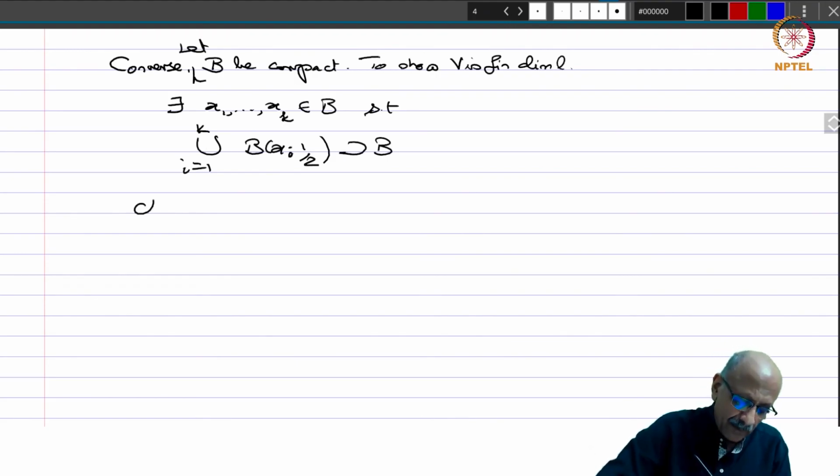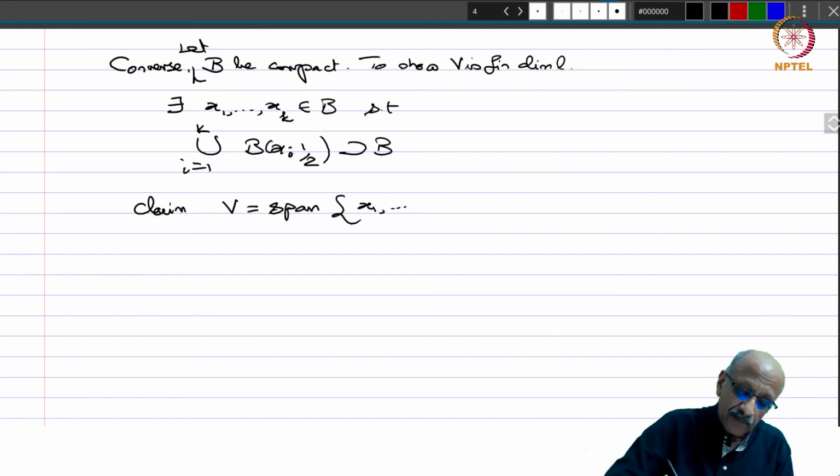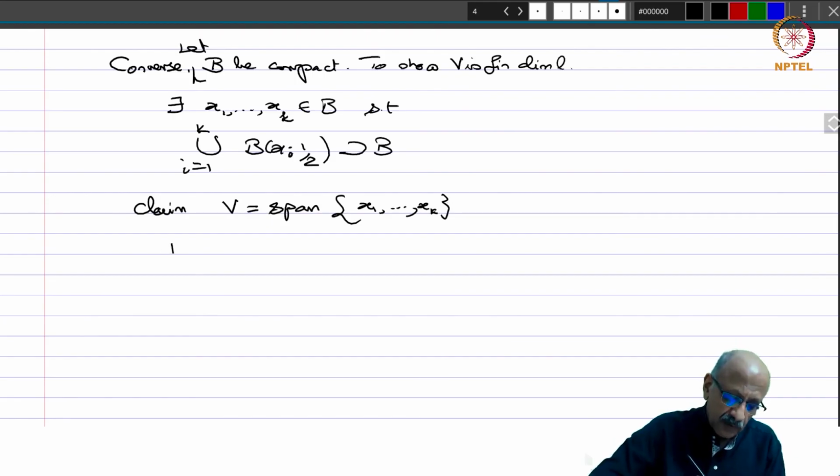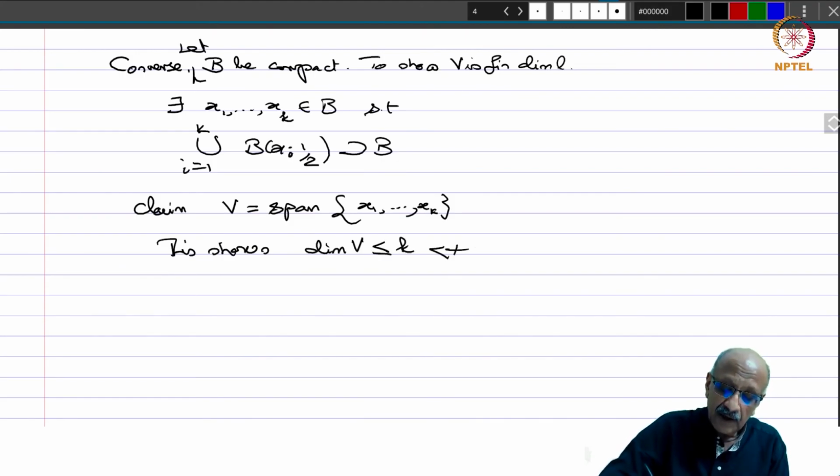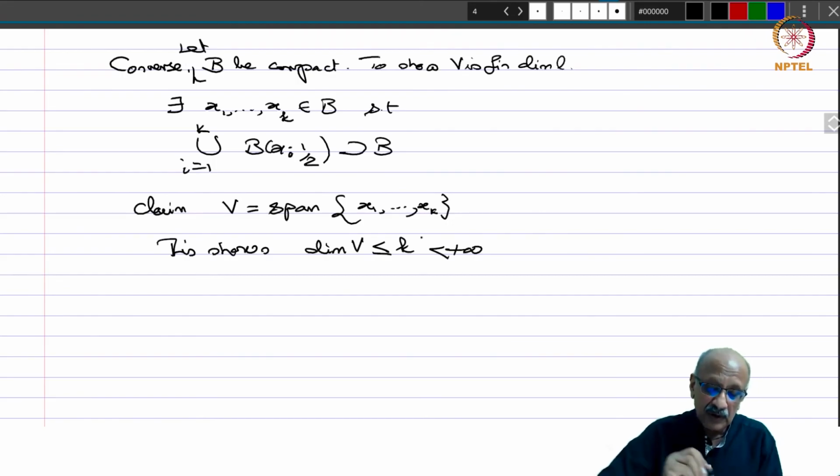So I claim V is nothing but the span of x1 to xk. So this shows that the dimension of V is less than or equal to k, which is finite. We can't say it's equal to k because we don't know if these are linearly independent or not, but we don't need that. We just have to show that this is the same.